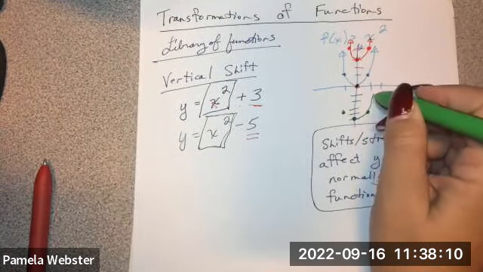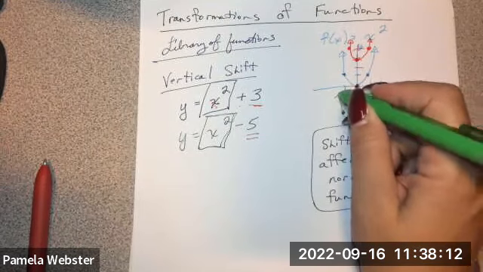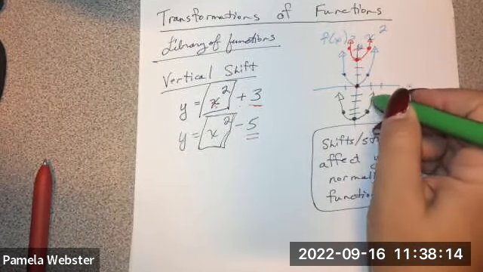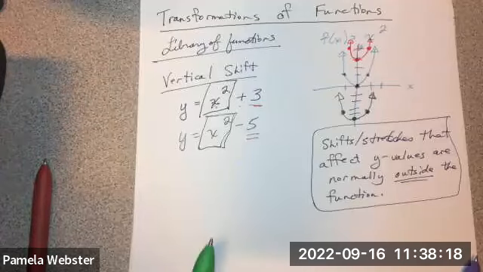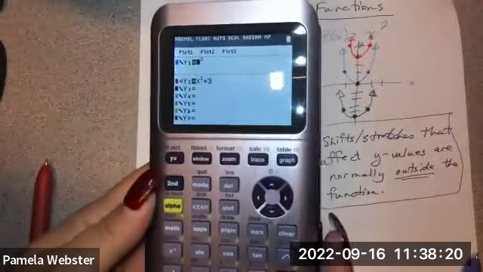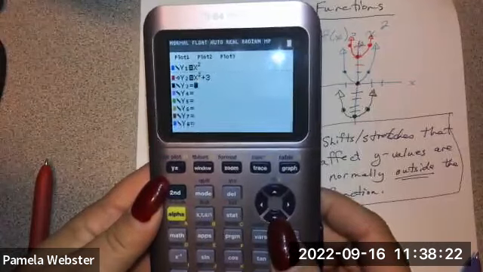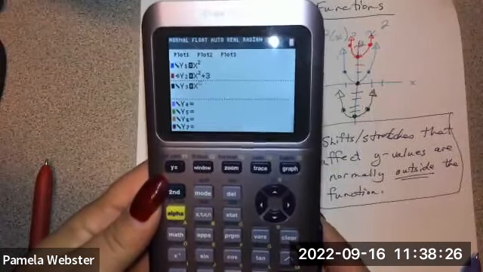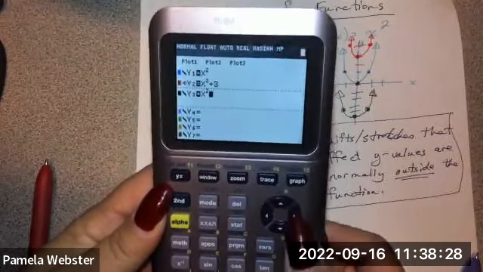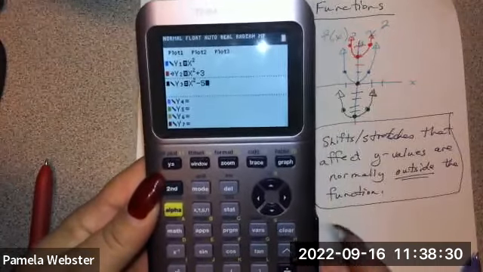So you can see it's still doing the over 1 up 1 thing that it did up above. It keeps the same basic shape and it just shifted the whole thing down 5. So let's see what that looks like. I'm going to put it down on this third line for us. Y equals x squared. Go over minus 5.